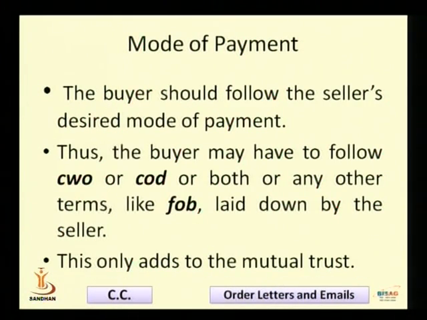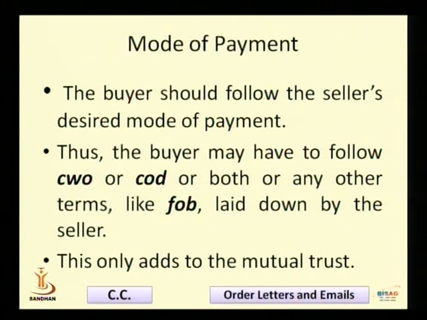Friends, the next slide shows you the very important rule of the order letters. The important rule to maintain goodwill and good business patronage is that the buyer should follow the seller's desired mode of payment. Friends, I have mentioned some terms. You can say CWO, COD, FOB. I think most of us are very much familiar with what they mean.